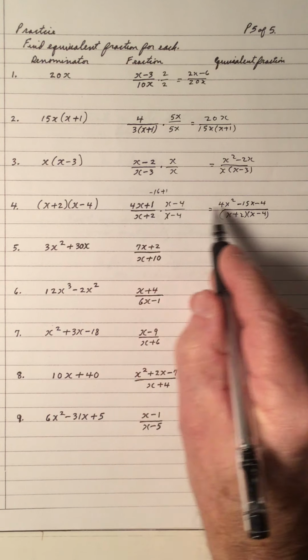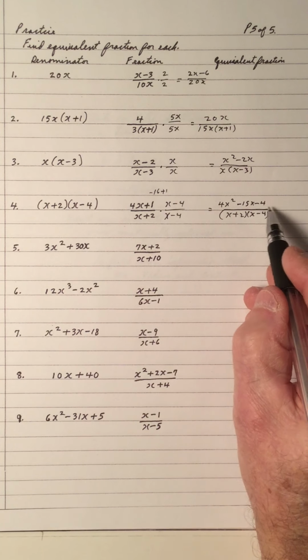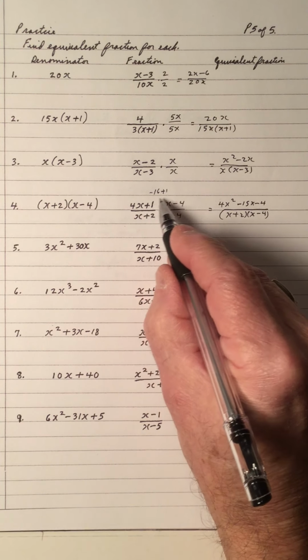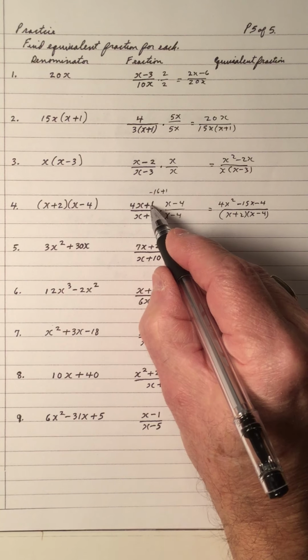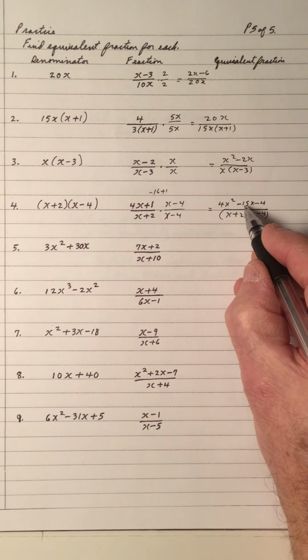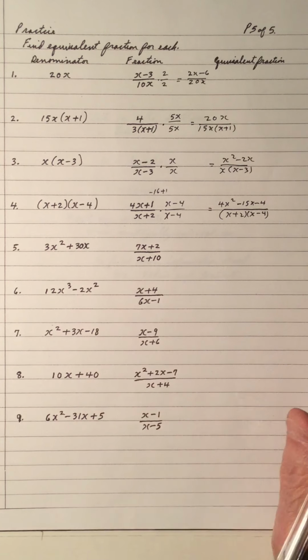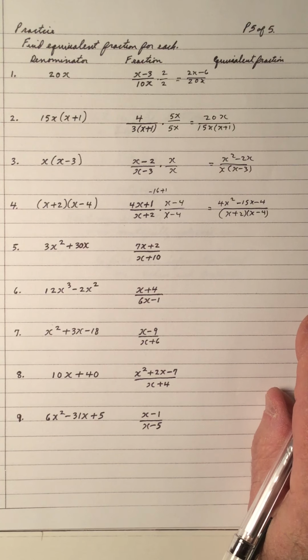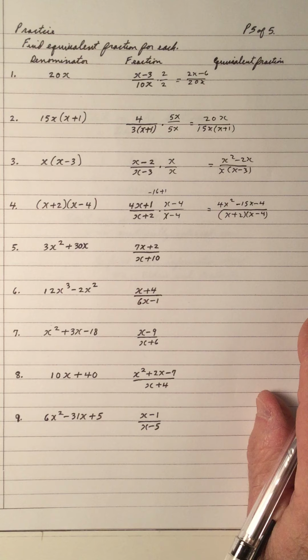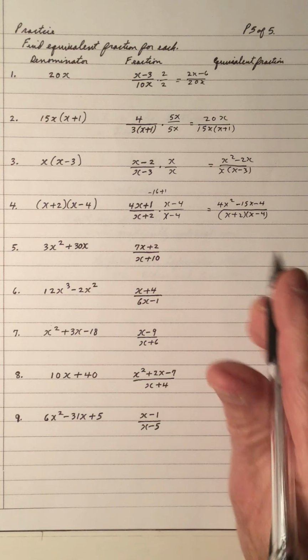So I did the first two, 4x squared. I did the last two, negative 4. Then without writing down the x, I just wrote down negative 16 and plus 1. That's negative 15 with an x. Fast way to do FOIL. Just think about it. But you only do what I'm doing when you get used to it.